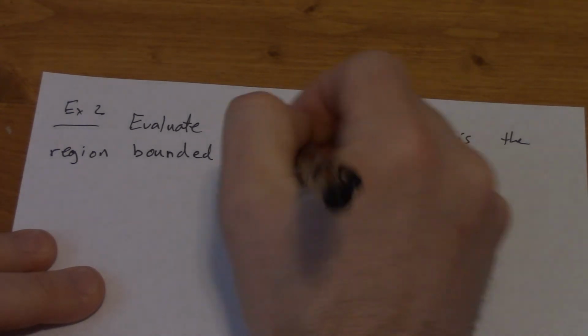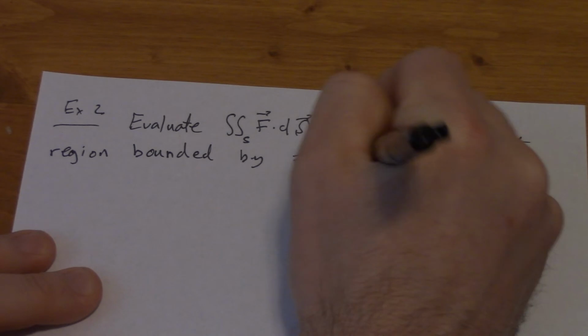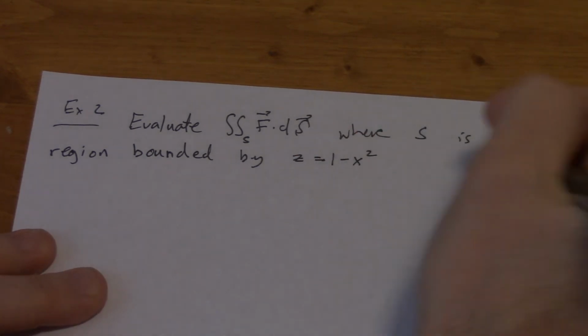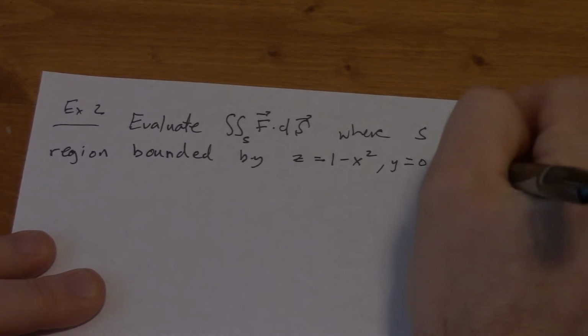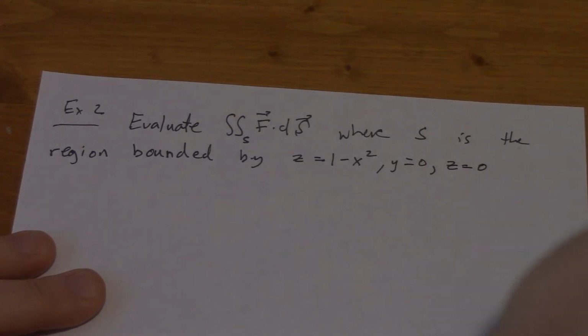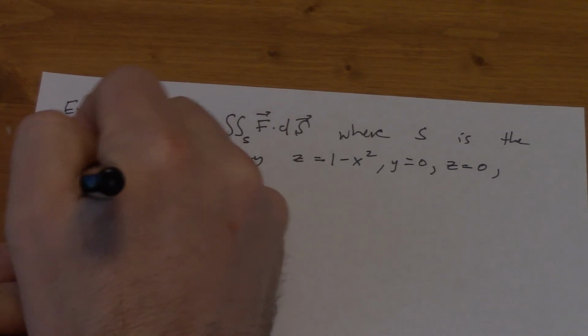So what do we got here? We got z equals 1 minus x squared. That's a cylindrical sheet. Okay, y equals 0. That's a plane. z equals 0. That's a plane. And y plus z equals 2.